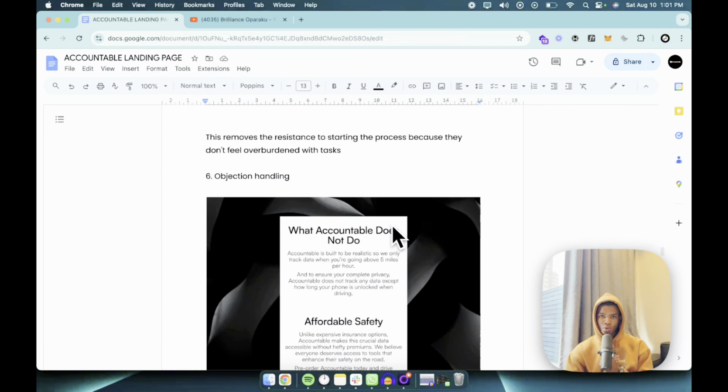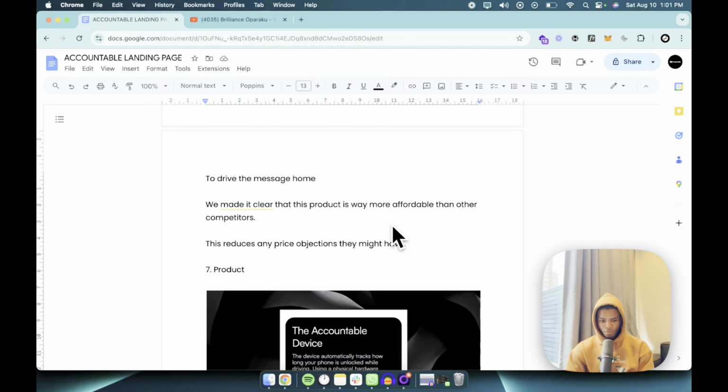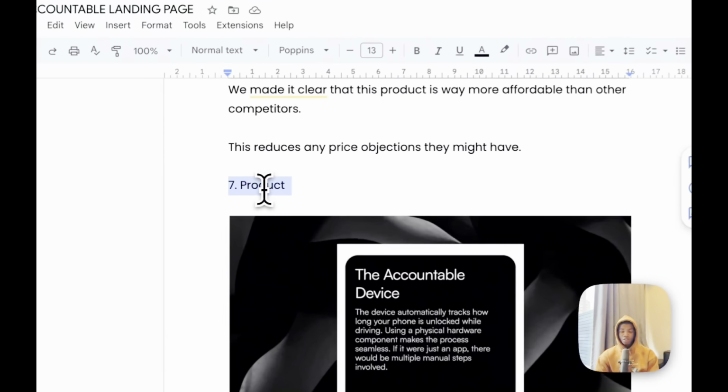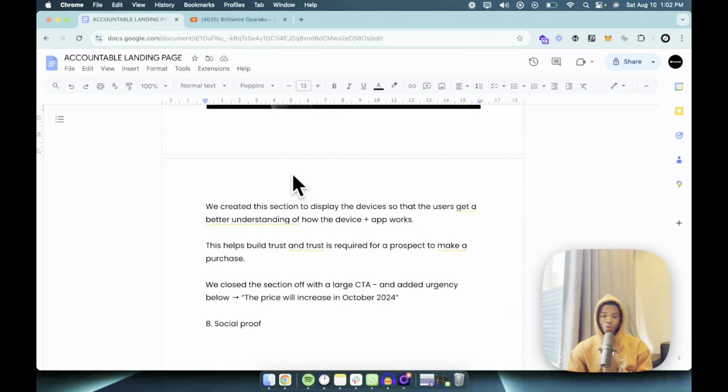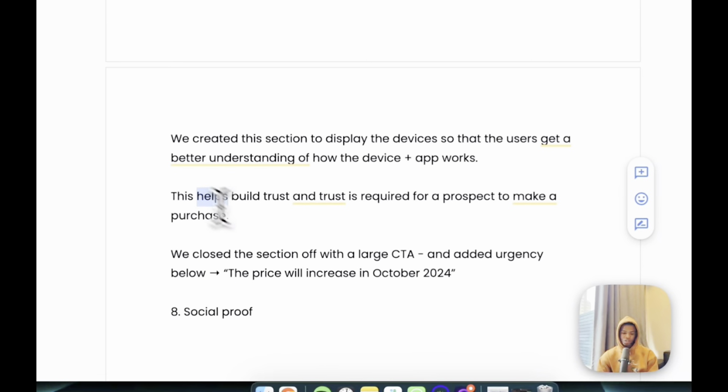We're not selling this product to them at a premium. So apologies. The next one is the product, and in this section we created it to display the devices so that the users get a better understanding of how the device plus app works, and this helps build trust, and trust is required to make a prospect make a purchase, just like I explained.